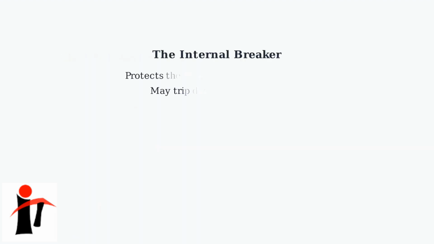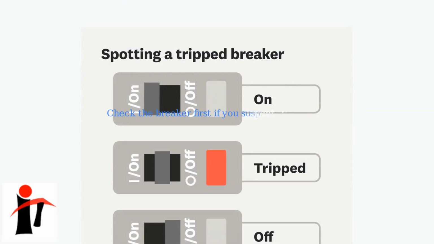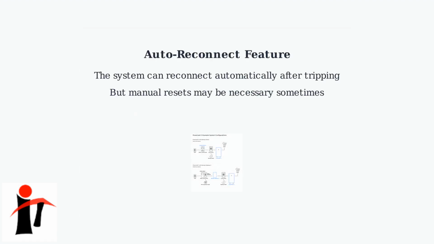The internal breaker protects the Powerwall 3 from overloads and may trip during power surges. If you suspect a tripped breaker, check it first before other troubleshooting steps. The Powerwall 3 has an auto reconnect feature that can restore power after a breaker trip. However, manual resets may still be necessary in some cases.